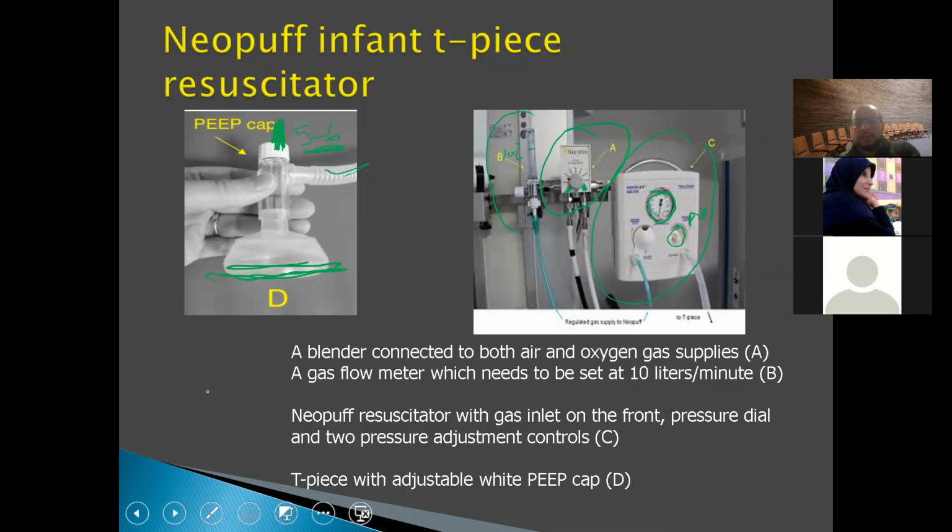So as I said, with this one you can deliver PEEP. If you are in a small hospital and you don't have the CPAP machine, usually they leave the baby on the Neopuff CPAP until we come over, and then we take the baby.